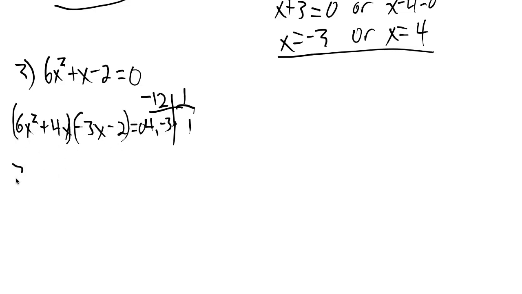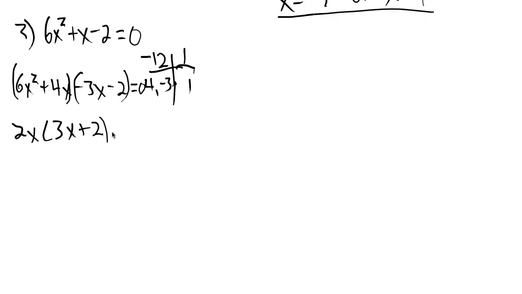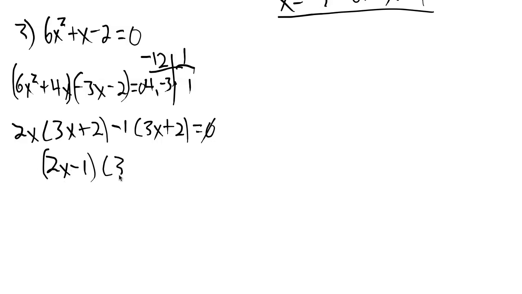We pull out a 2x from this. What are we left with? Well, we get 3x plus 2. Now what do these two terms have in common? Well, they're both subtracted. So remember, if that happens, we can pull out a minus 1. And we're left with 3x plus 2 is equal to 0. Or this becomes (2x minus 1)(3x plus 2) is equal to 0.